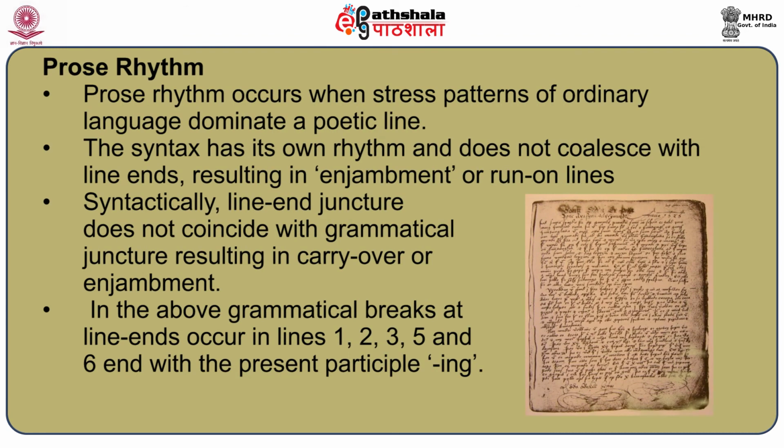Then we have another one, which is called prose rhythm, which is very often found in contemporary poetry. Within traditional poetry, the grammatical structure in the line is complete and is marshaled according to metrical patterns. But in contemporary poetry, this is missing. The grammar overflows the lines. The grammar does not restrict itself to a line and it goes out to the other line.